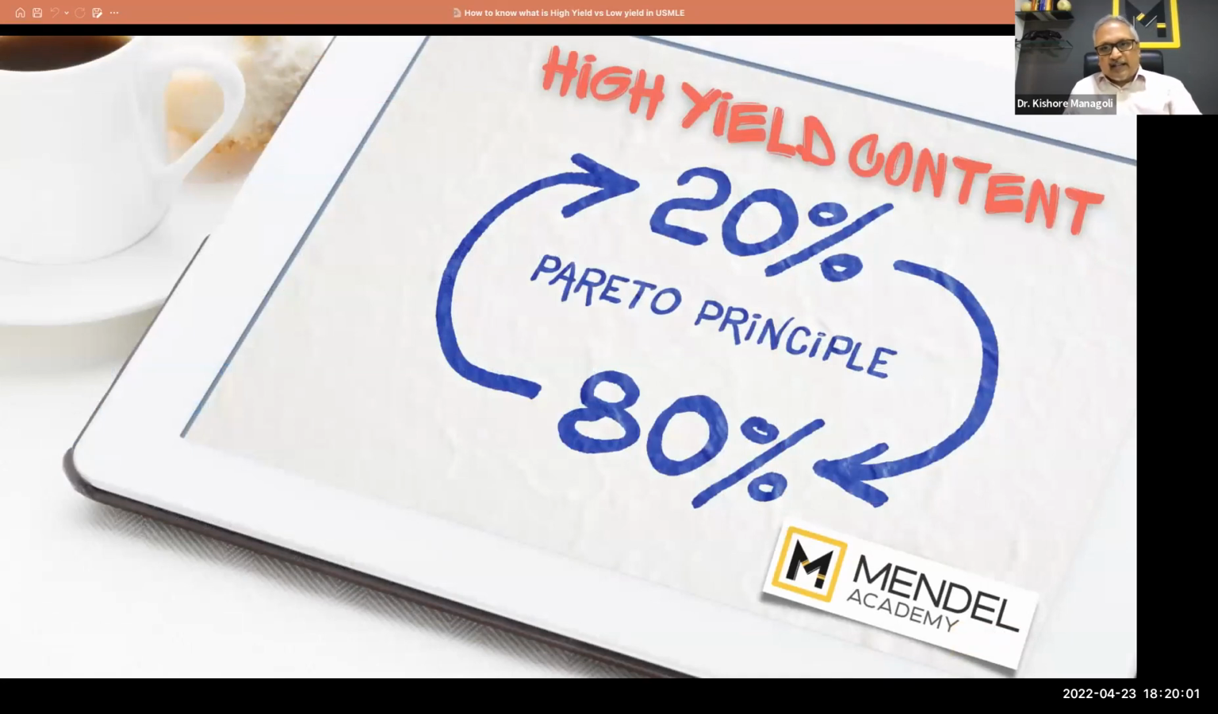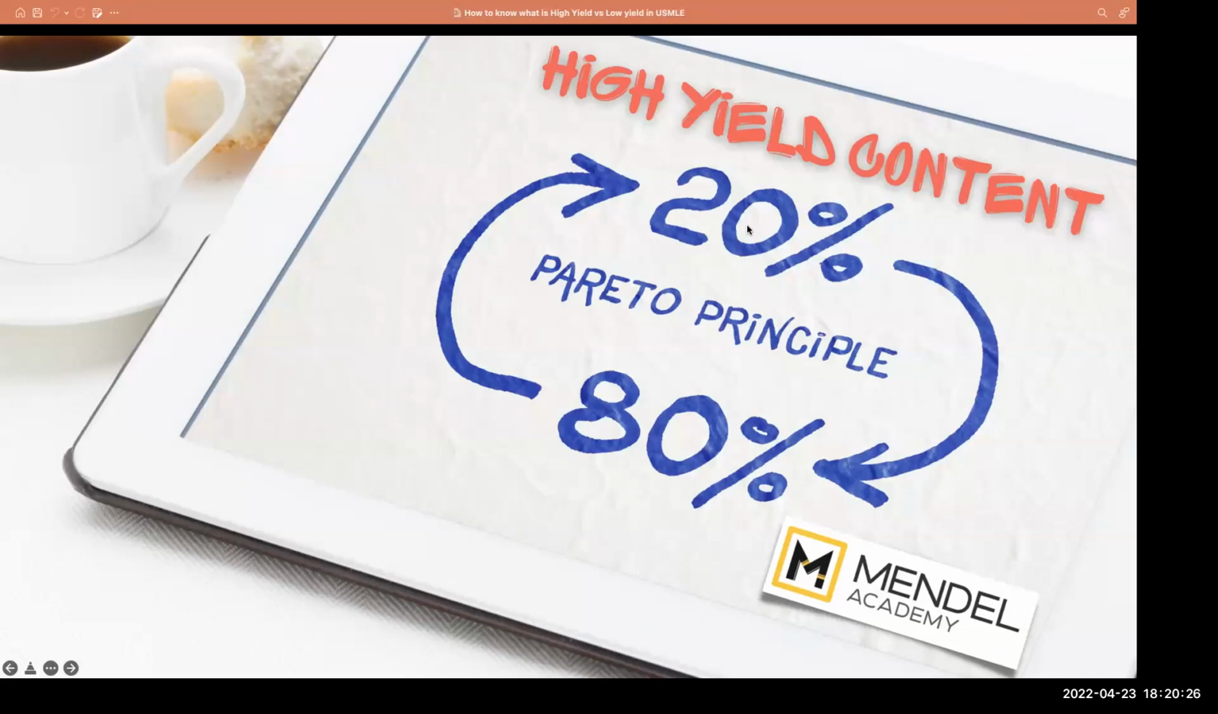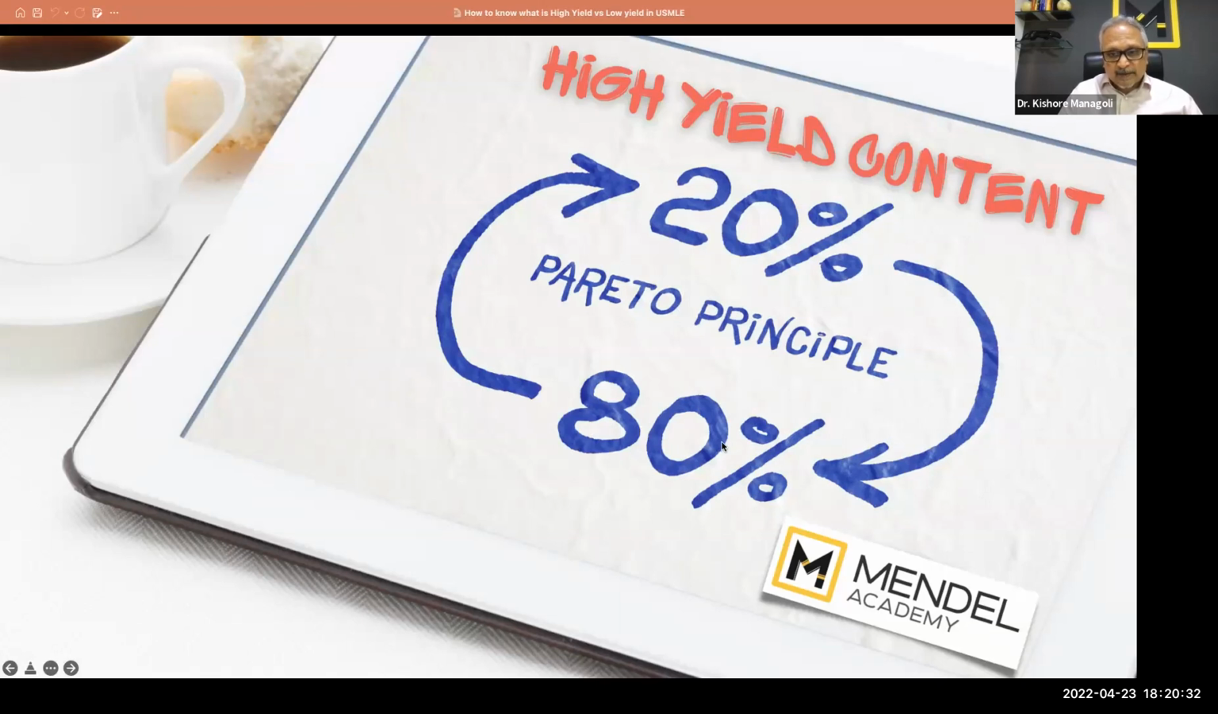Now, high yield content is important also because that will define how you will structure your study timetable. So it follows what is called the 80-20 principle, or the Pareto principle as it is called, where you need to put 80% of your effort in mastering the 20% of high yield content. And this 20% high yield content will in turn give you 80% of your scores. So this is the beauty of mastering the high yield content first, which is why I'm emphasizing that you should look at the high yield content first.